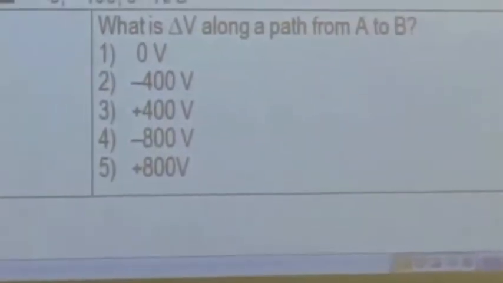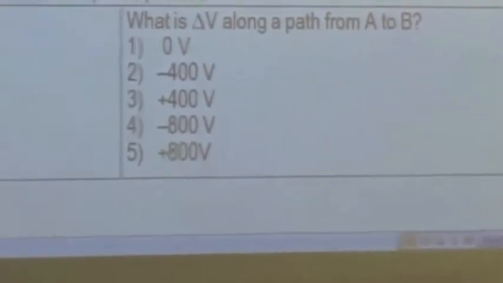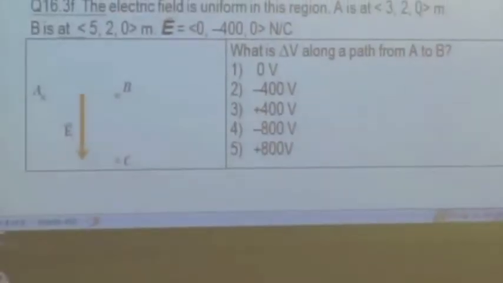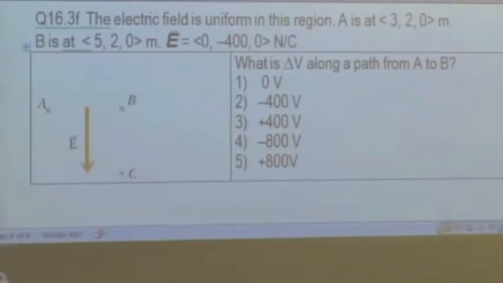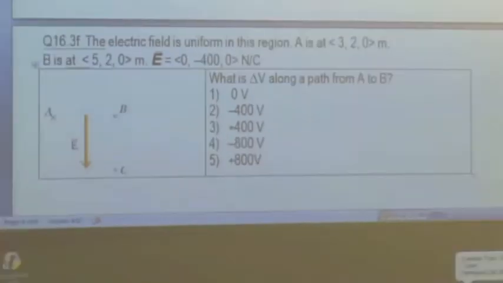We have A, B, and C. We're going from A to B. A is at 320, B is at 520 meters. The electric field is pointing down: 0, negative 400, 0 newtons per coulomb. What's delta V along the path from A to B? What we should be doing is drawing the electric field along that path, just to make it clear, so I'll draw it up there.